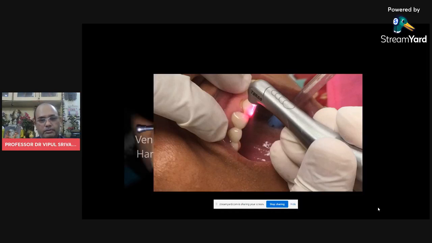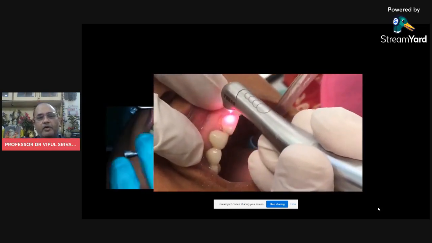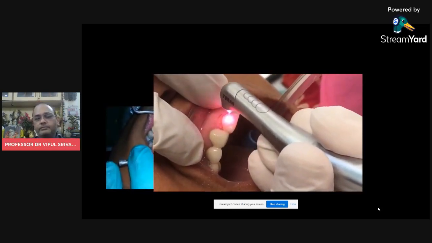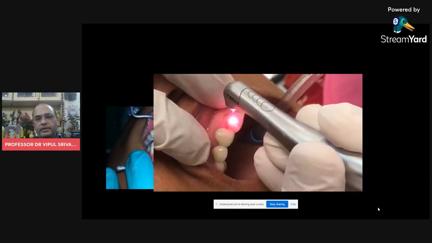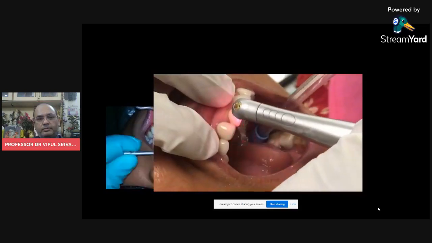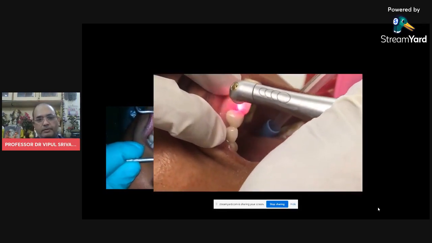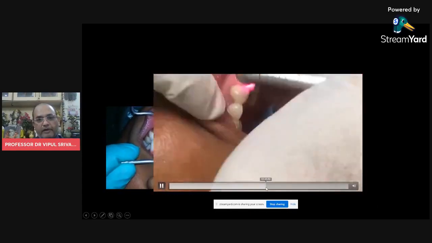You can see here we have used the laser for removal of a veneer. I'll forward it a little bit.